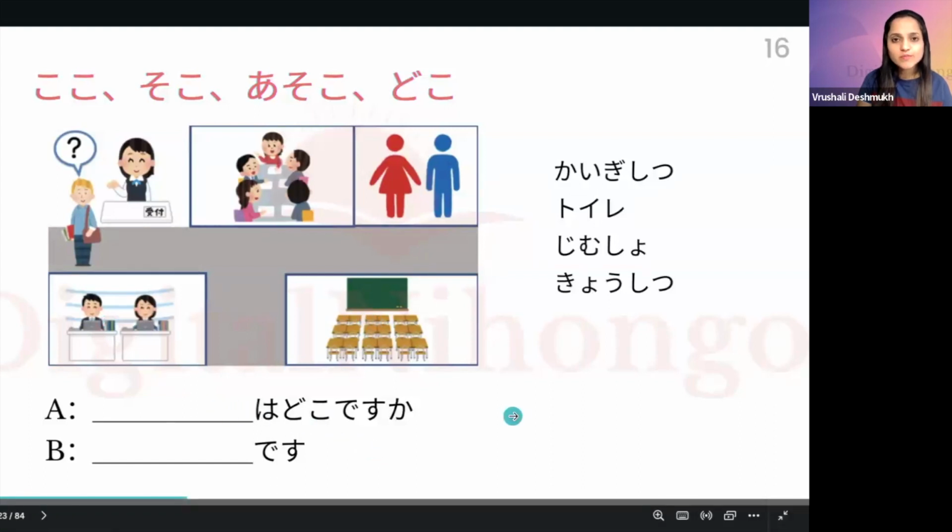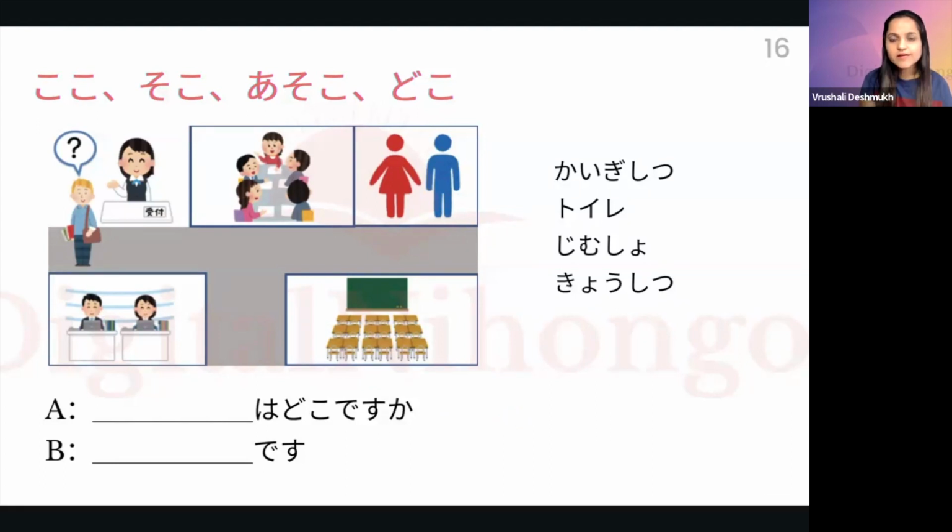Have you understood the basic question pattern? Particular place wa doko desu ka? The answer can be anything like koko, soko or asoko.